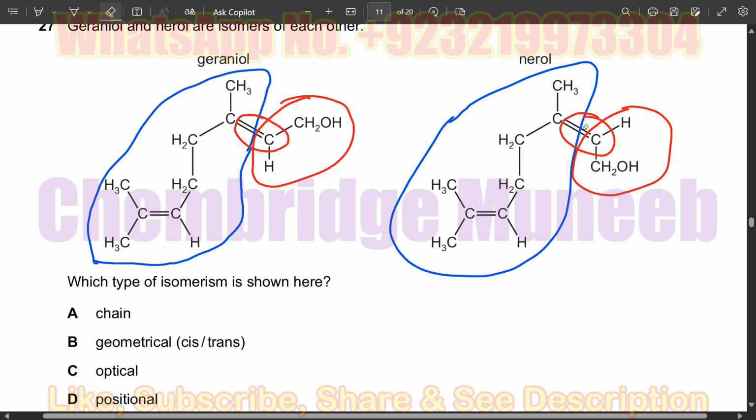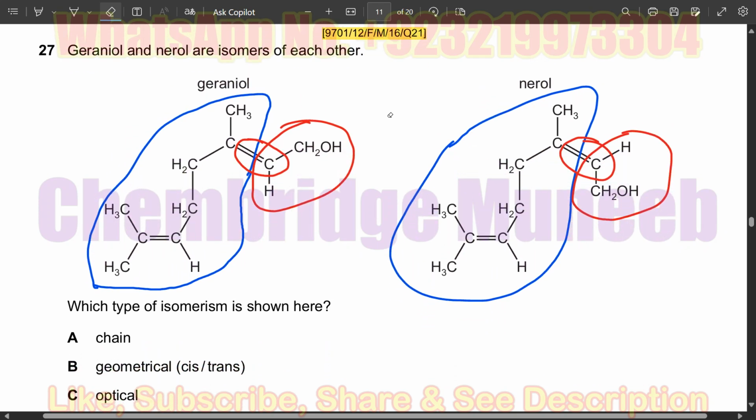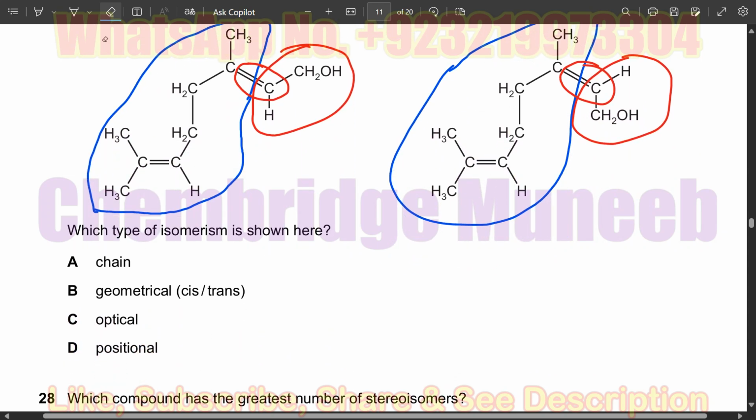Although all the groups are different here, and we do not see similar groups on any of the carbon atoms, even then, because of the presence of the carbon-carbon double bond, they are rotated. So this indicates a kind of cis-trans isomer. So the right option becomes option B.